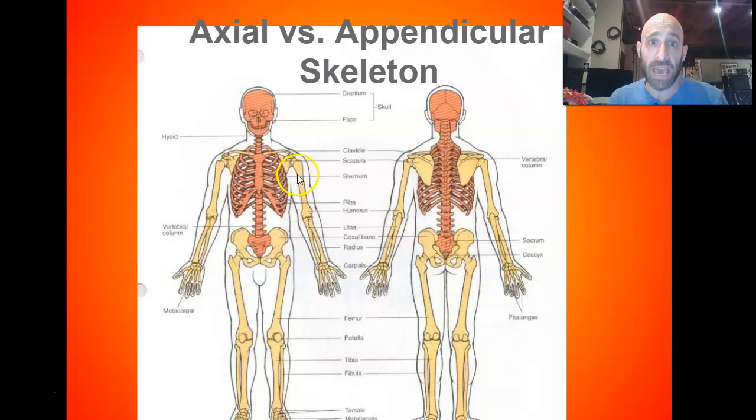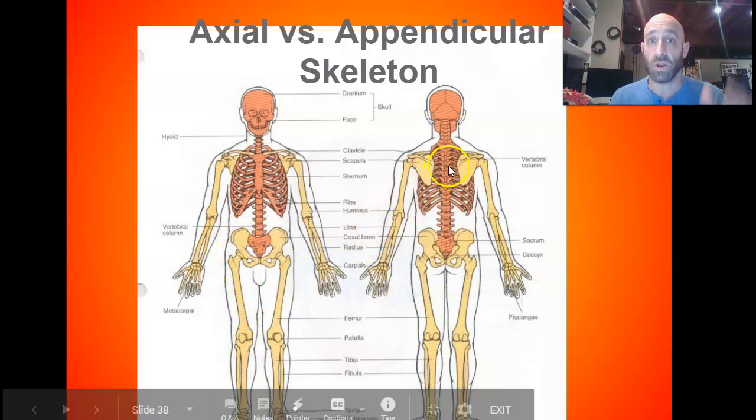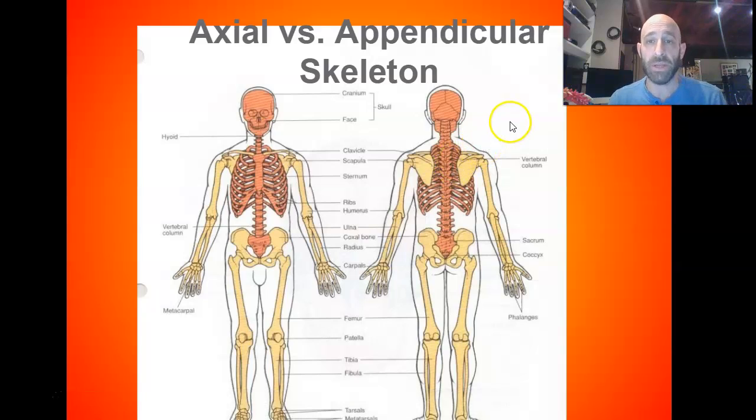So this is just a diagram to show you everything that is this kind of orange color. That is going to be axial. So it's your skull, your vertebrae, your ribs, your sternum, and then the hyoid bone is real small. It sits right there. And then your appendicular is going to be your clavicle and scapula. That's the pectoral girdle, the arms, and then the pelvic girdle, which is made up of what are called your coxal bones. We're going to talk about that later on. And then your legs. So those are going to be your axial versus your appendicular.